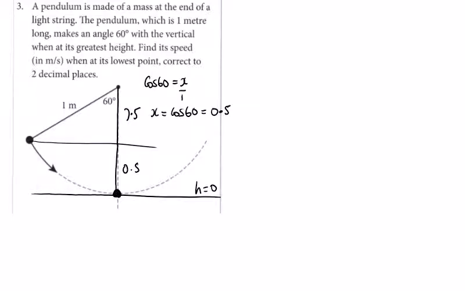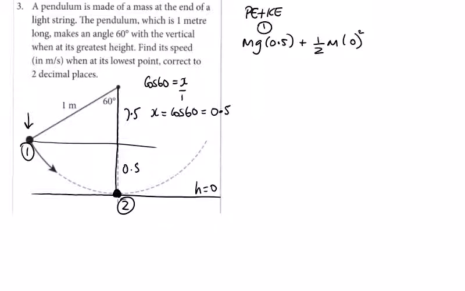So we're looking for the speed at the lowest point here. So at position 2, we're going to have a v. So we have position 1 and position 2. So let's look at PE plus KE for position 1. So PE is mgh. So we have m g by 0.5 or a half, plus kinetic energy, a half m v squared, which is 0. No speed up here. So that's just going to give me 0.5 mg.